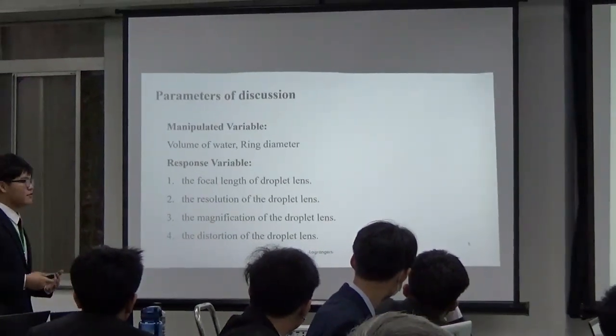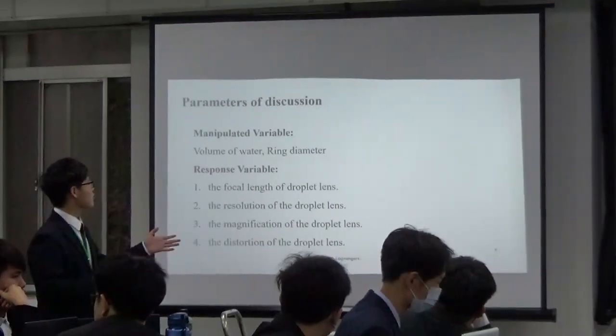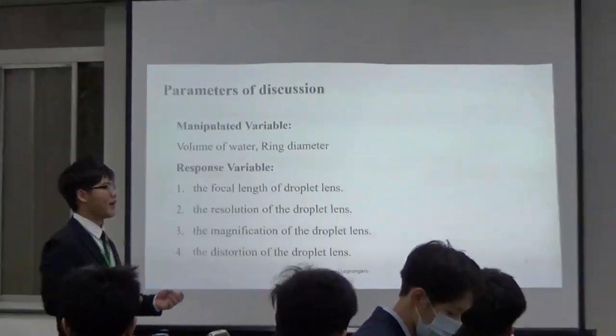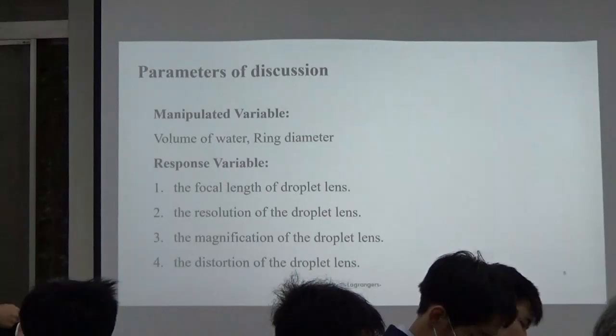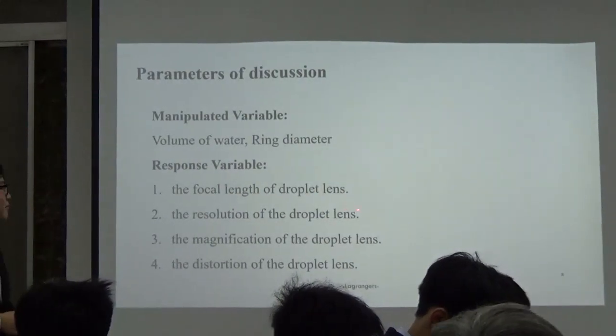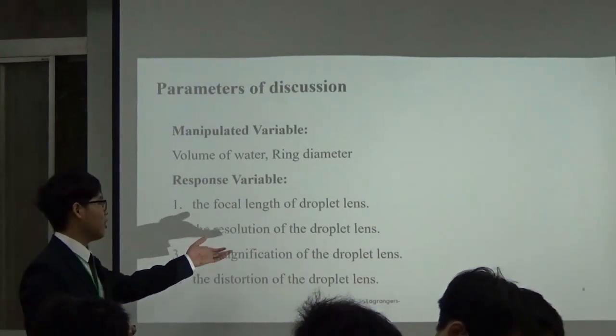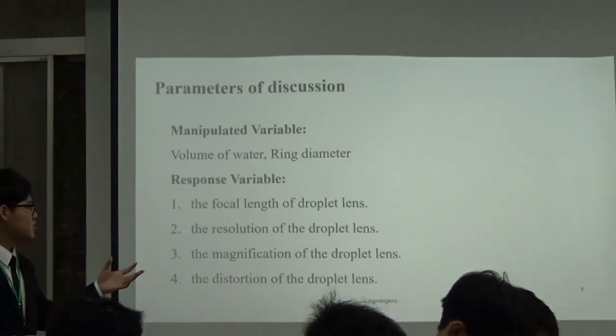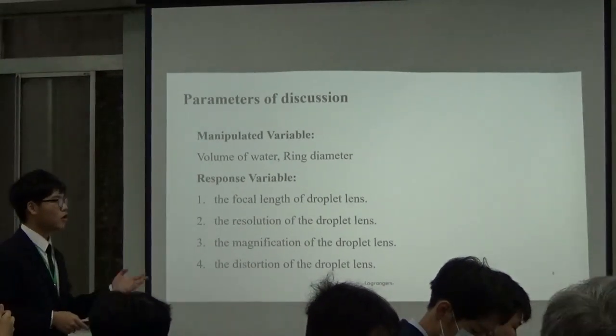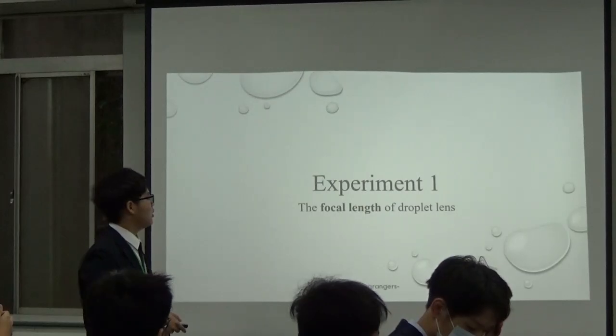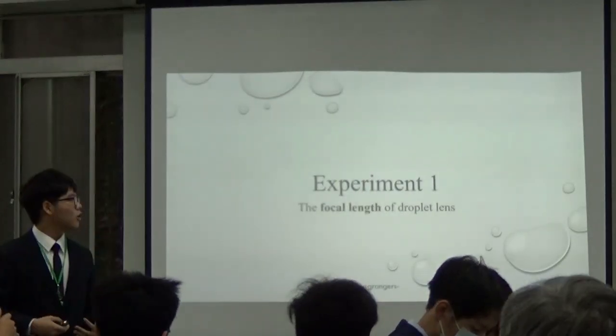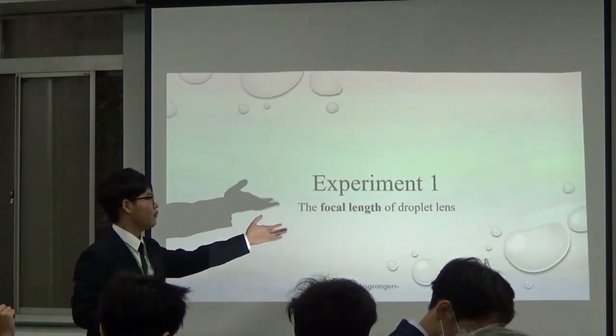So, our parameters of discussion. The manipulated variables are the volume of water and the ring diameter. The response variables are the focal length of the droplet lens, the resolution of the droplet lens, the magnification of the lens, and the distortion of the lens. So in our experiment 1, we want to find the focal length of the droplet lens.